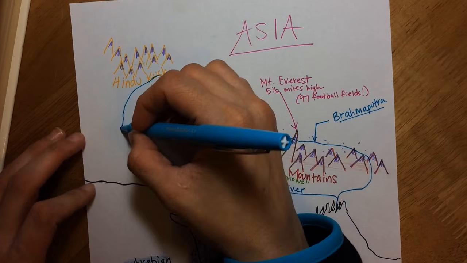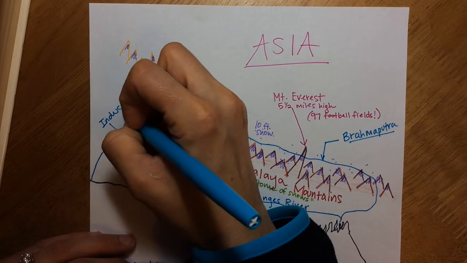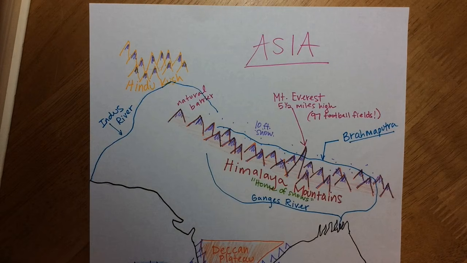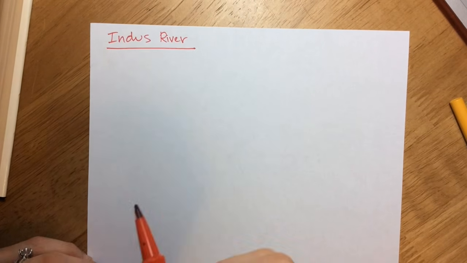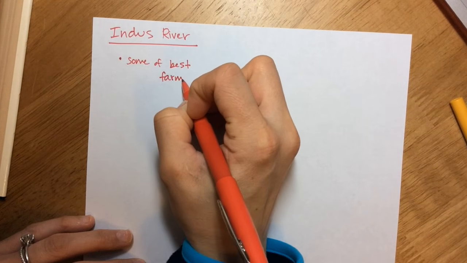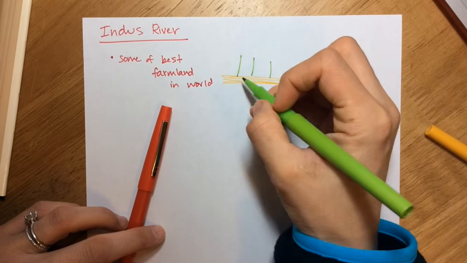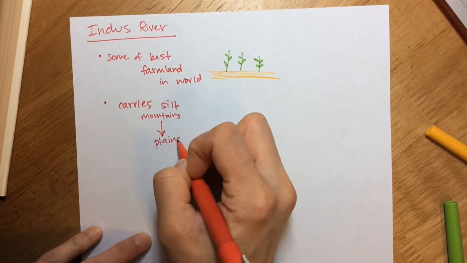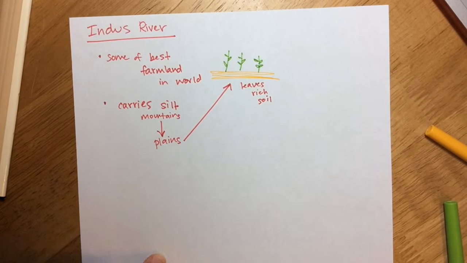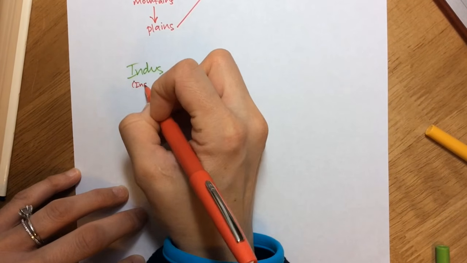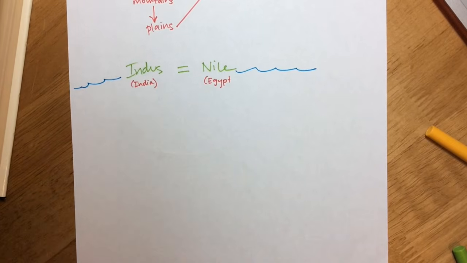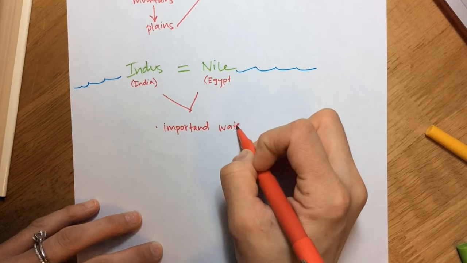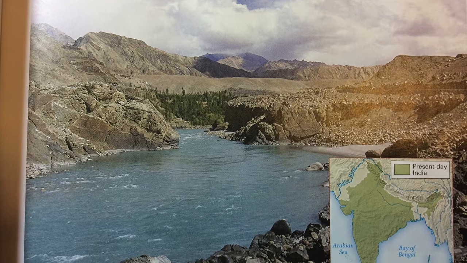Now, on to the Indus River. This river begins in the Himalaya Mountains and also gets water from the melting snow in the Hindu Kush Mountains, keeping the water level high. The Indus River Valley contains some of the best farmland in the world. Like the Ganges River, the Indus River carries silt from the mountains to the plains. The silt leaves the surrounding soil rich and fertile. It has often been compared to Egypt's Nile River because it too is an important source of the water for farmland that lies along its banks.